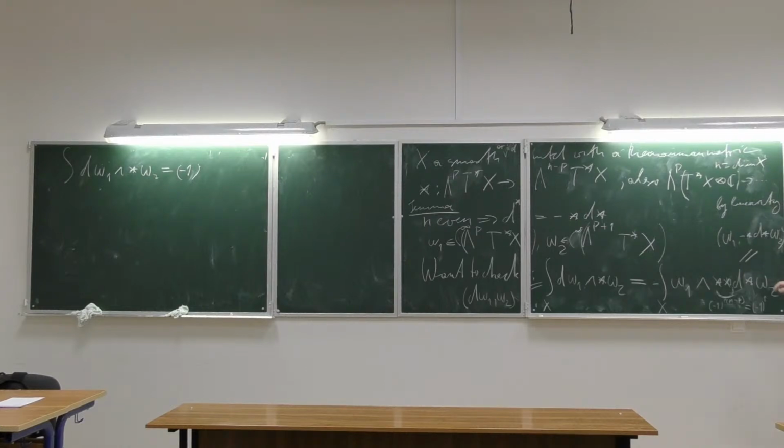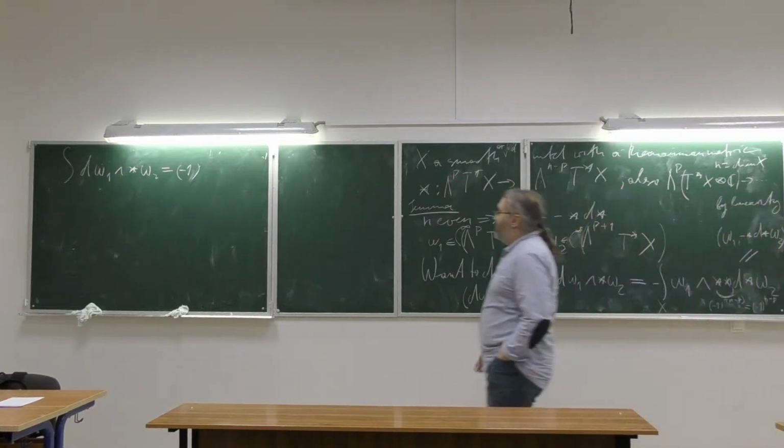Let's check it again. So this double star is something we apply to this form. This is a p plus 1 form. The star gives an n minus p minus 1 form, and the d gives an n minus p form, which makes sense. So the result is an n minus p form. So let's write n minus p instead of p, although the results are the same.